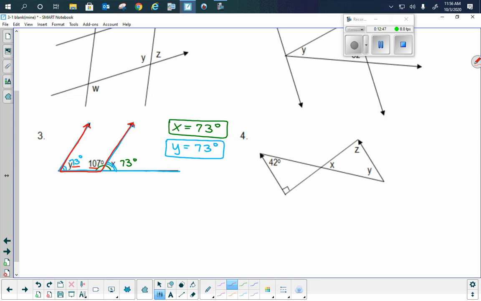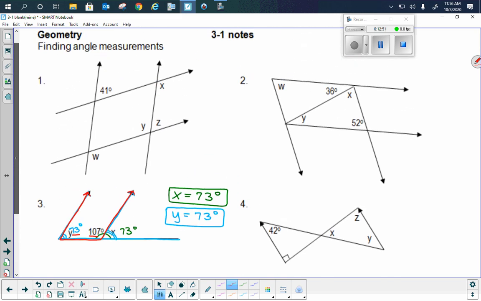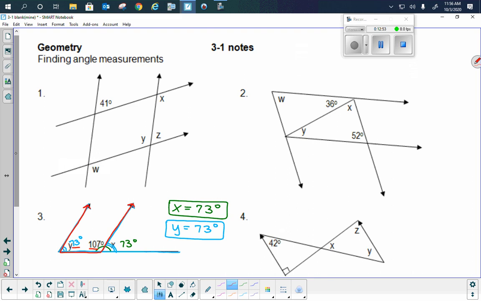Next, maybe we'll go back to 1. Okay, because this looks more like some of the pictures that you saw in the last chapter, right? You just got 2 sets of parallel lines. And just so you know, sometimes they will do this where they'll say, okay, here's single arrow. So those 2 are the ones that are parallel to each other. And here's a double arrow. So those are the 2 that are parallel to each other. Sometimes they do that, sometimes they don't. Okay, but trust that they are parallel.